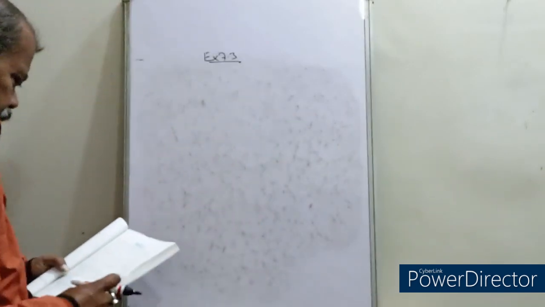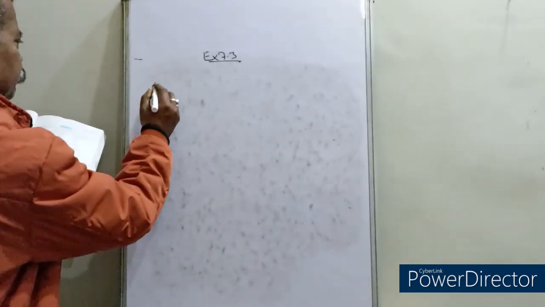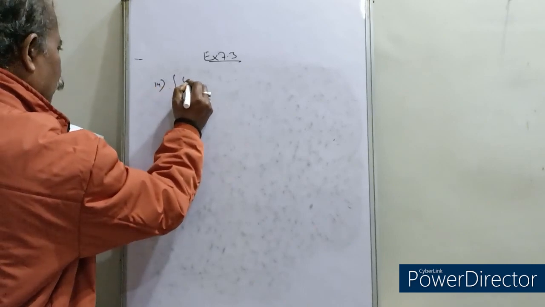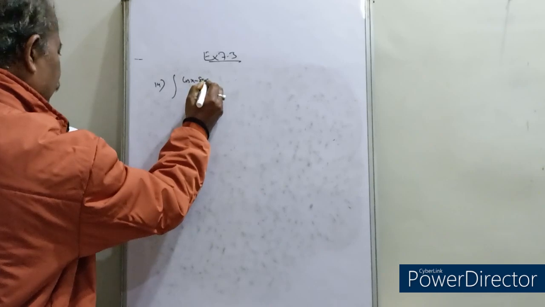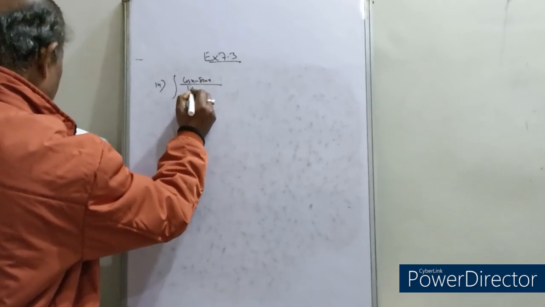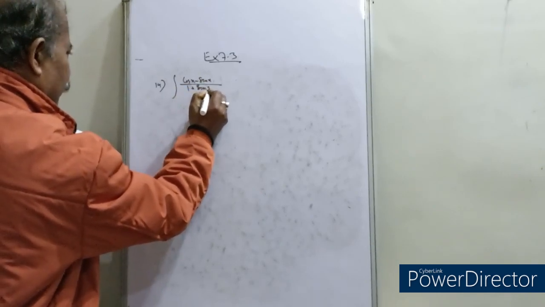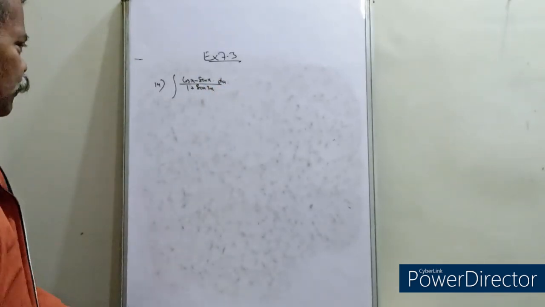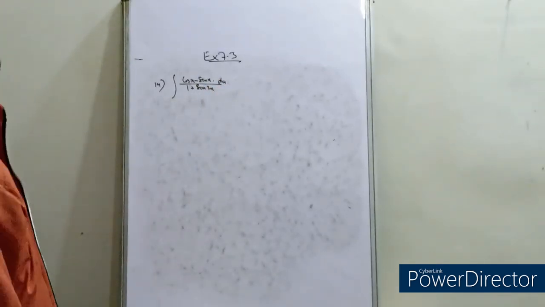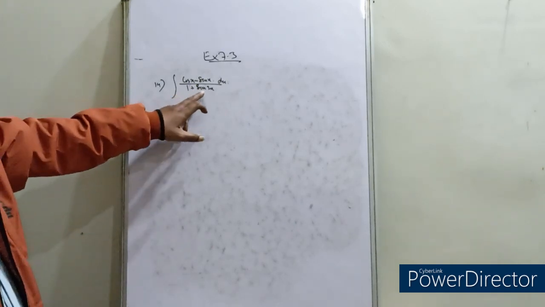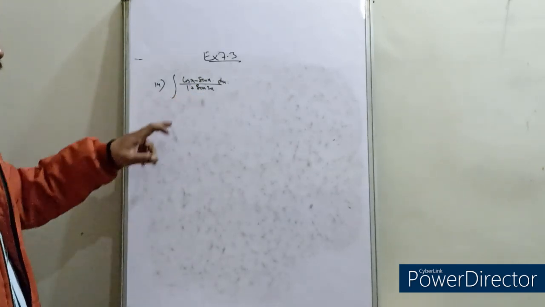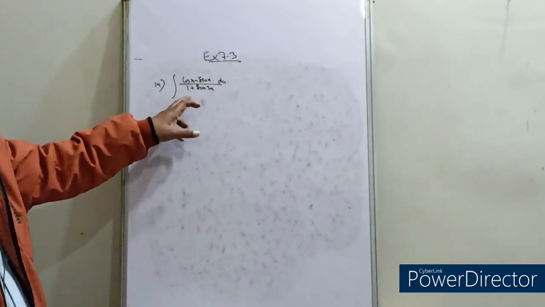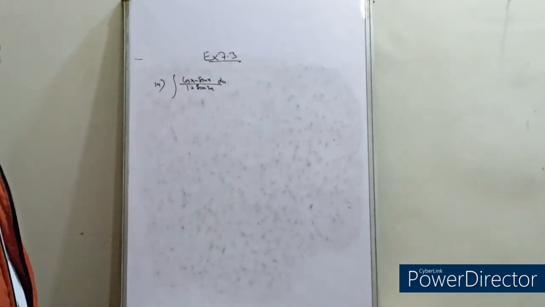So here, question number 14, it is integration of (cos x minus sin x) by (1 plus sin 2x) dx. So how to solve it? Here you see sin 2x means 2 sin x cos x, and 1 means cos square x plus sin square x. So this can be written as (cos x plus sin x) the whole square.